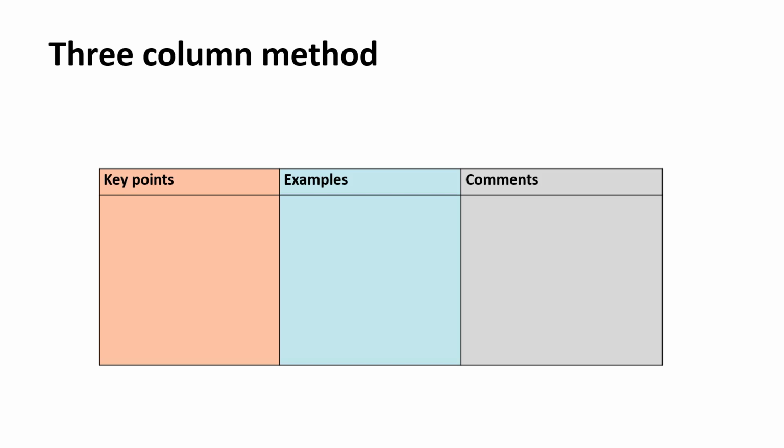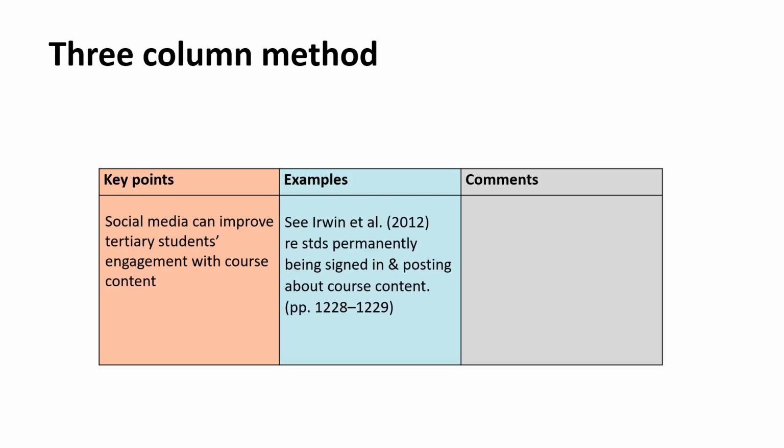The 3-column method helps you record your responses to a reading. The first column contains the key points. The second column is where you write down examples of those key points. Here the example comes from another reading. And the comments column is where you write down any questions or ideas for further reading. This helps you to connect what you're reading to other research findings.